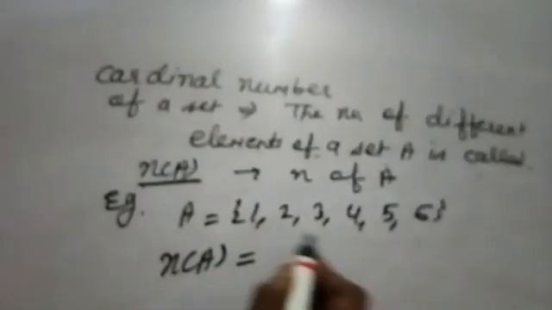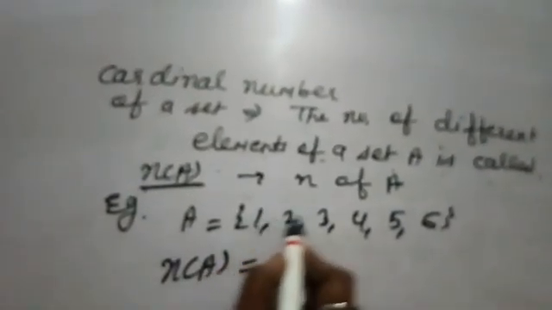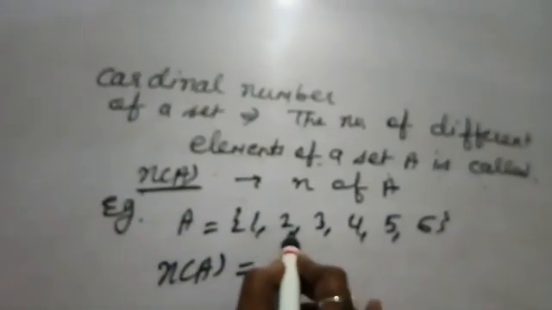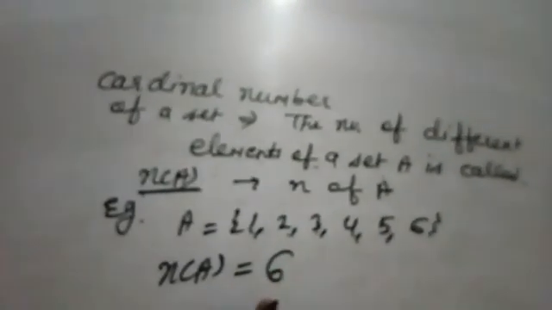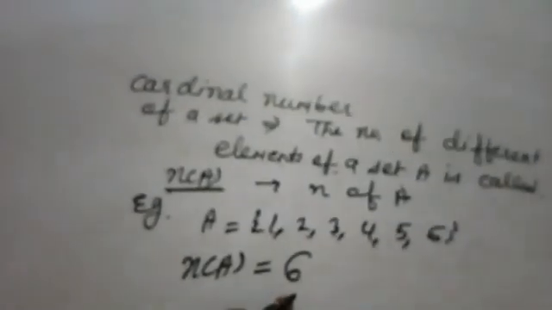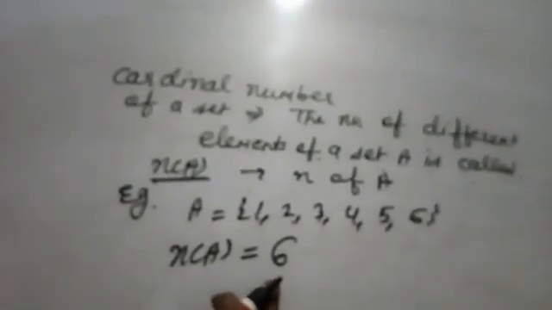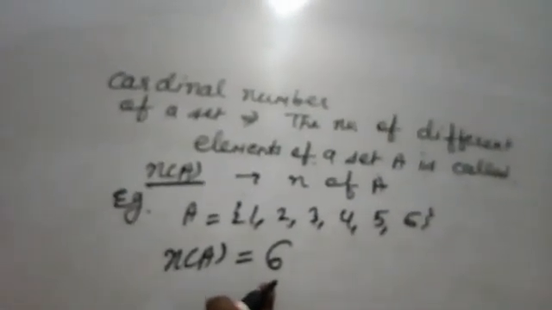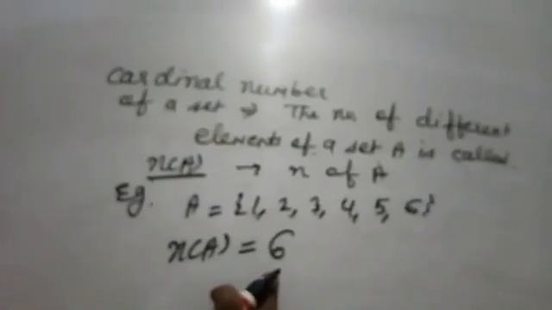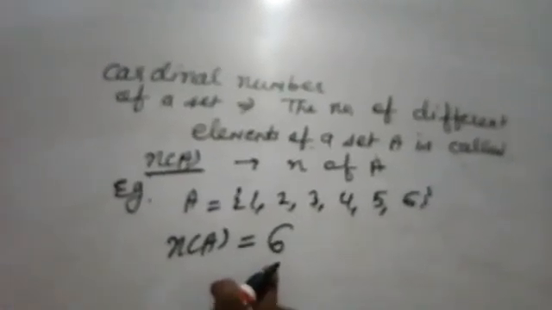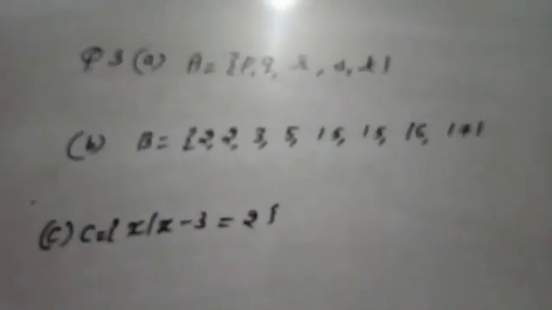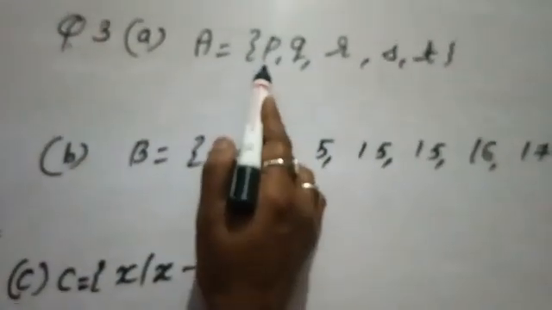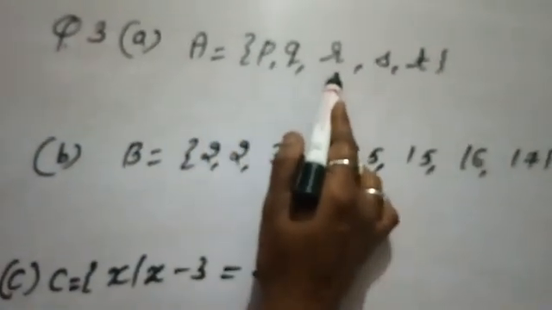So the number of elements in a set A, it means this is the cardinal number of set A. So how can we find out? Just count the number of elements. 1, 2, 3, 4, 5, 6. How many elements are there? 6 elements are there. So this is known as the cardinal number of set A. Now let's start our class with the question number 3. Question number 3, A part. Set A is given and the elements of set A are P, Q, R, S, T.